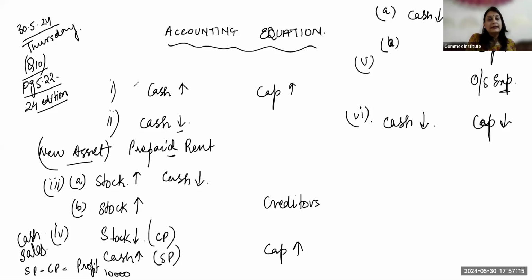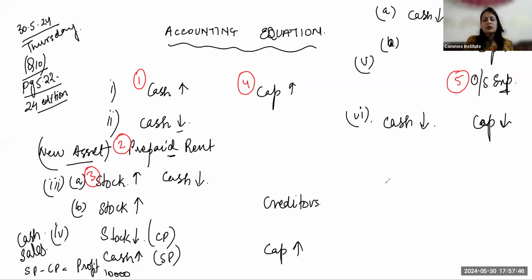So on the asset side, we'll need first cash, second prepaid rent, third stock, and then that's it. So these three columns we'll need on the asset side: cash, stock, and prepaid rent. And then on the liabilities plus capital side, of course, we have capital, and then we have outstanding expense. So two columns on the liabilities plus capital side. So in all, we'll need five columns.